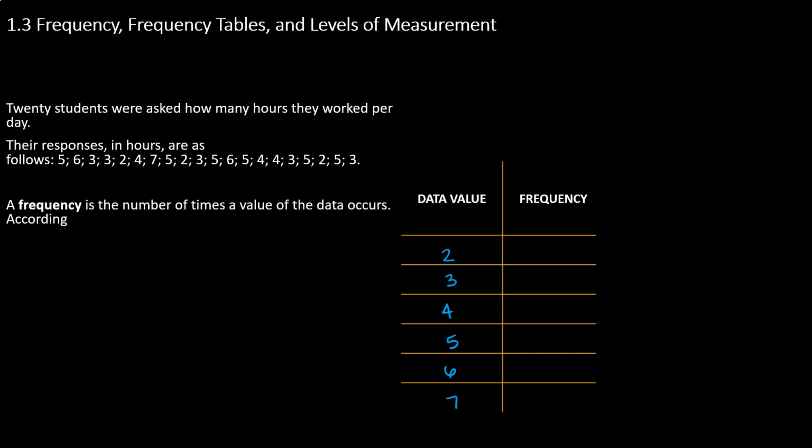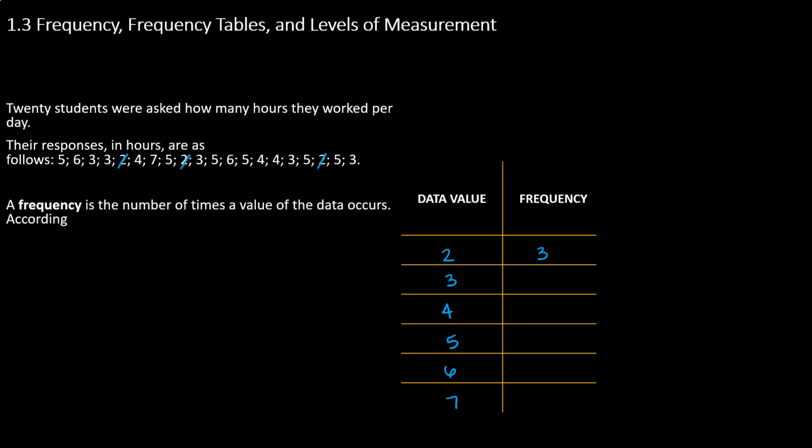Next, I need to count the number of times each data value occurs. So the data value 2 occurs multiple times in my set. I have 1, 2, 3 2s. So my frequency for the data value 2 is 3. Notice that I've crossed those 2s off in my list. That's going to help me make sure that I don't double count or undercount any data values.